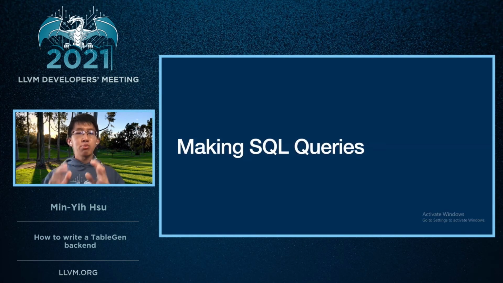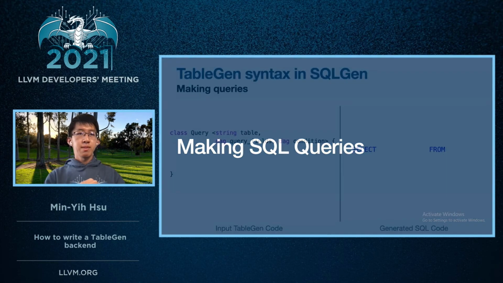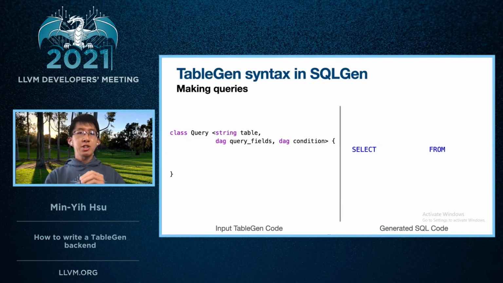So these are the primary tasks we're going to do in this project. In addition to creating SQL tables and inserting rows, making queries is also a pretty common thing for a SQL database. The syntax to make a query in SQL is called select from. On the TableGen side, we're using a class, query, to model it.